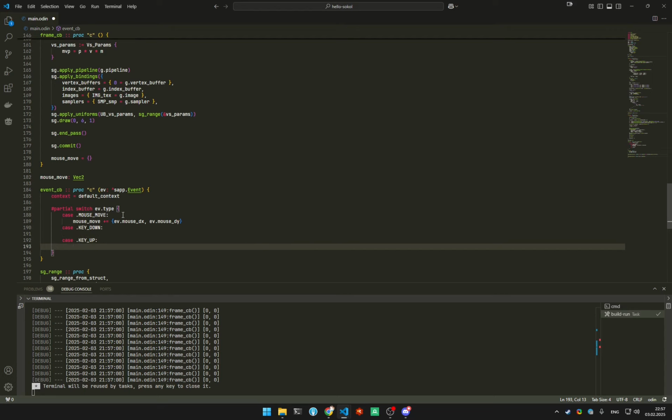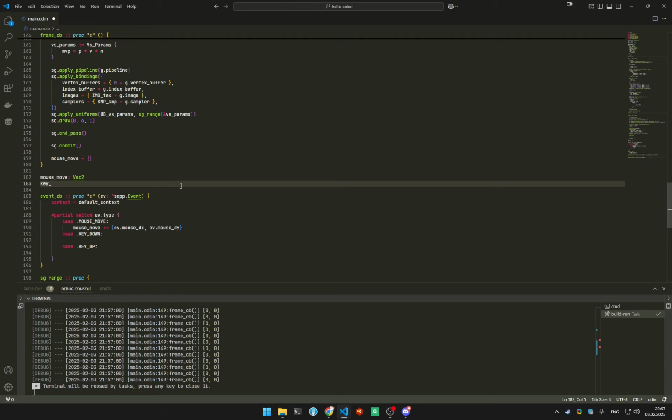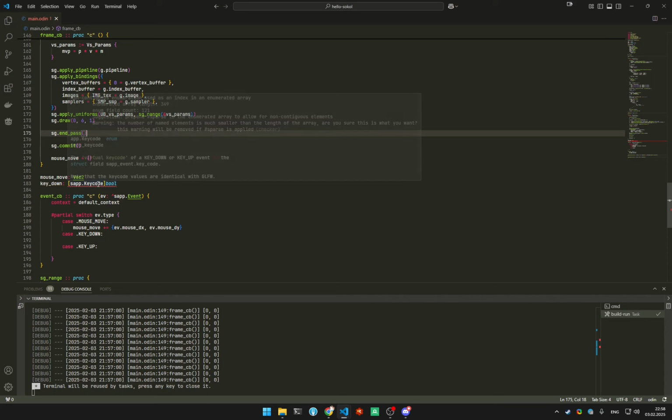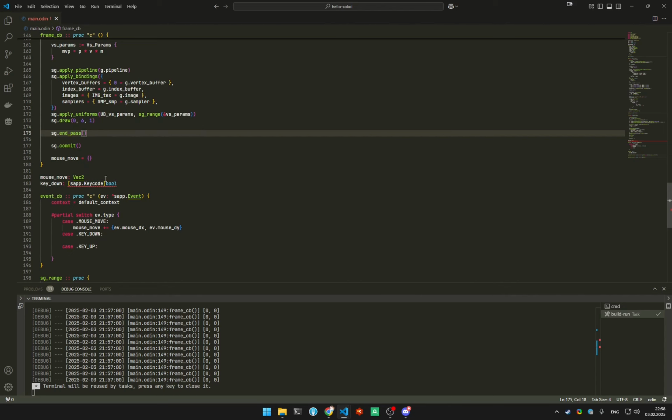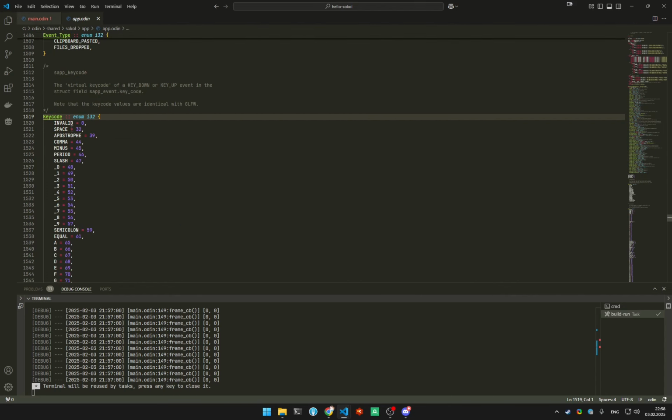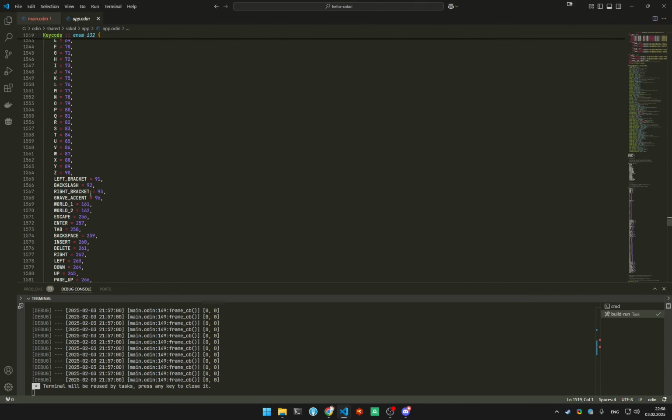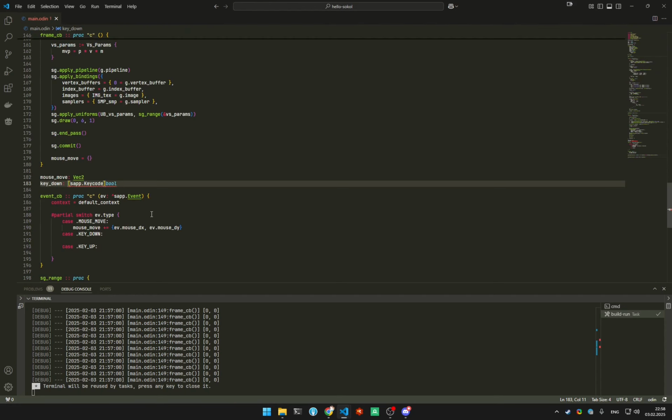So what we can do is have another global variable called key down, and this one would be a fixed array of application key codes, and we just use bools for that. Now Odin will complain that the array is non-contiguous, because the number of elements in the enum is different from the maximum value of the enum, so it's basically a sparse mapping, but we still want to use a fixed array for that. So what we can do is do as it suggests and use the sparse directive here.